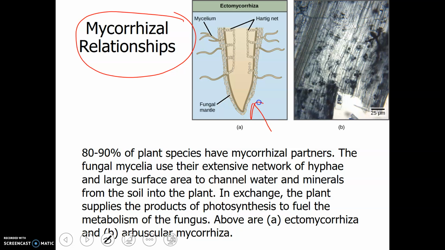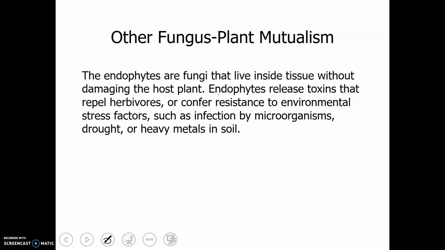So this is a plant root, and these are mycelia. So the more of these mycelia that you have, the more surface area to absorb water and nutrients. Let's see, the endophytes are fungi that live inside tissue without damaging the host plant. They release toxins that repel herbivores or confer resistance to environmental stress factors such as infection by microorganisms, drought, or heavy metals in soil.